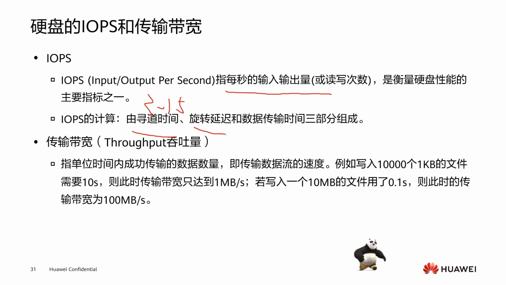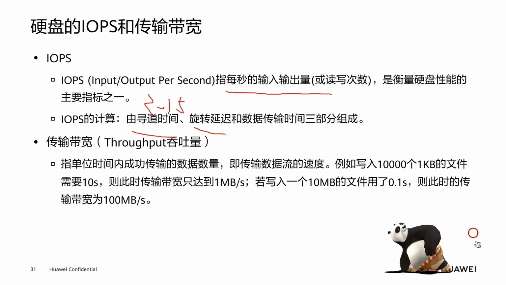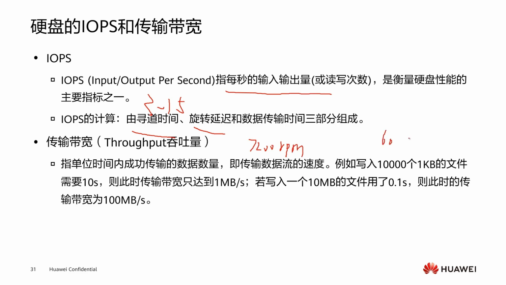Rotation delay refers to the time required for the disk to rotate the data sector to below the read/write head. Rotation delay depends on the speed of the hard disk. It is usually expressed as half of the time required for the hard disk to rotate once. For a 7,200 revolutions per minute hard drive, its average rotation delay is 60 times 1000 divided by 7,200, and then multiplied by 1/2. This is approximately 4.17 milliseconds. For a hard disk with a speed of 15,000 revolutions per minute, its average rotation delay is generally 2 milliseconds.